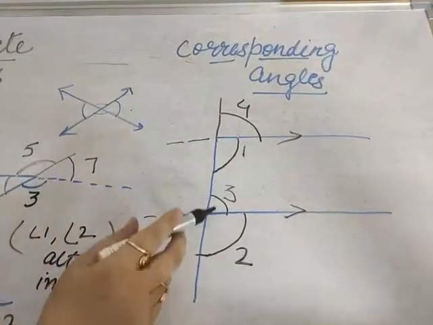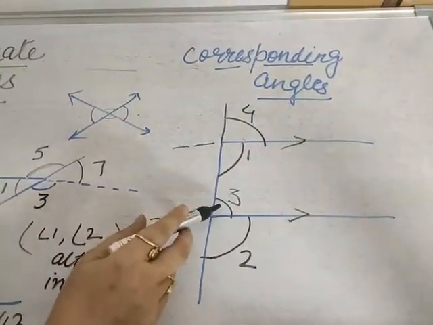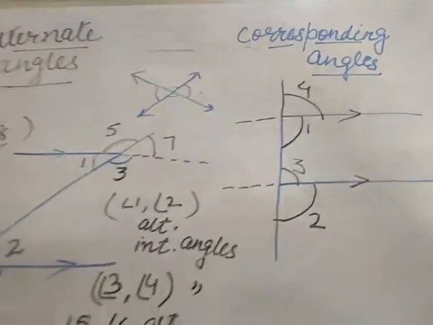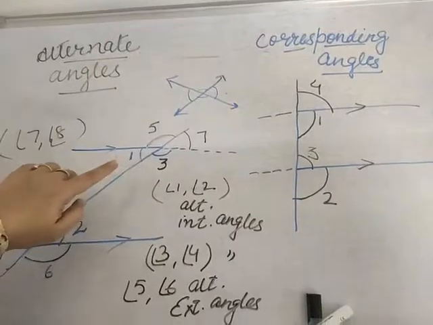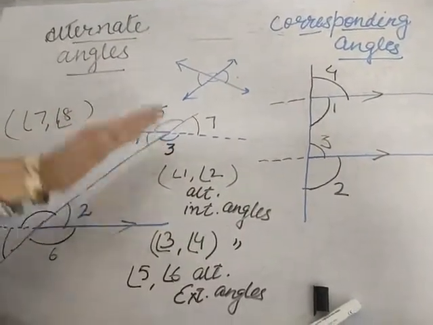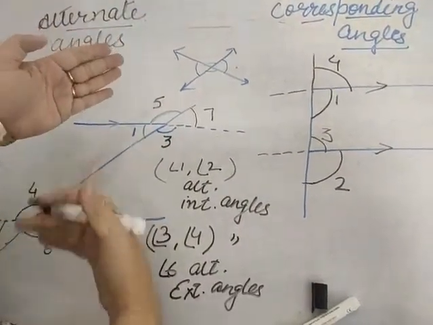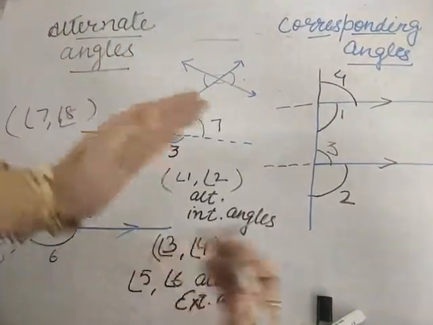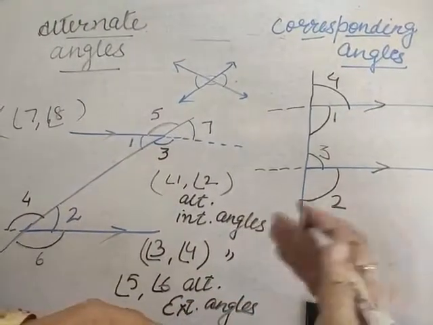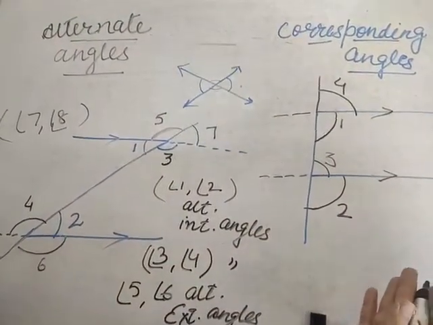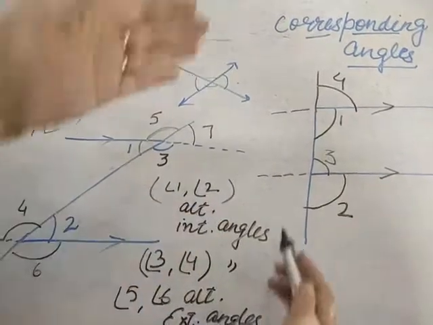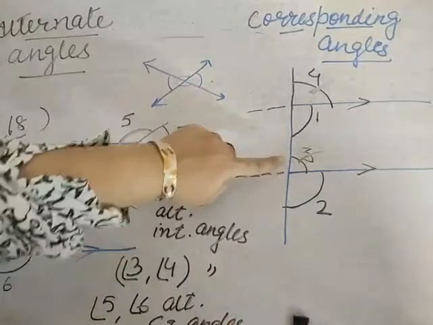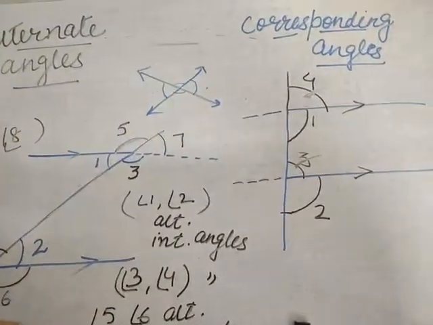Now what about 3 and 4? Again, these are corresponding angles. As you can see the difference between alternate and corresponding angles: in alternate angles, one was on the left side and one angle was on the right side of the transversal. But in the corresponding angle, I am taking the angles on the same side. If you are taking the angle which is on the upper side, as 4 is on the upper side, I am taking 3 as upper side. So 3 and 4 are corresponding angles.